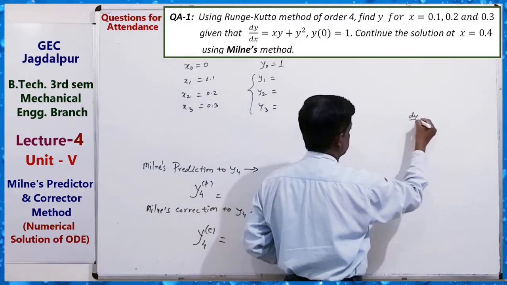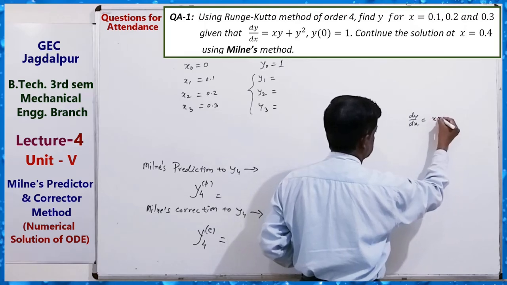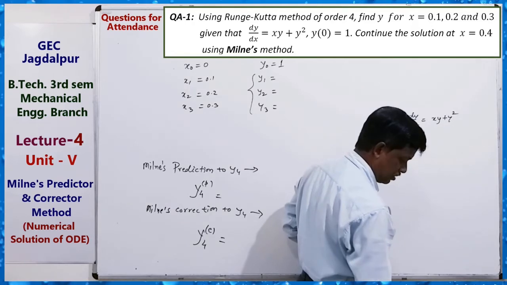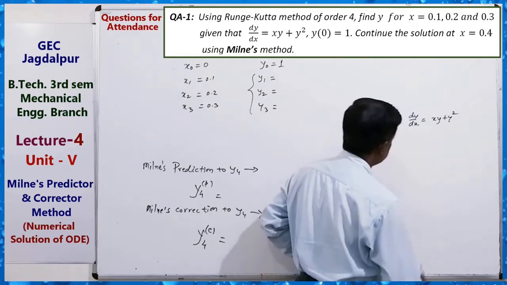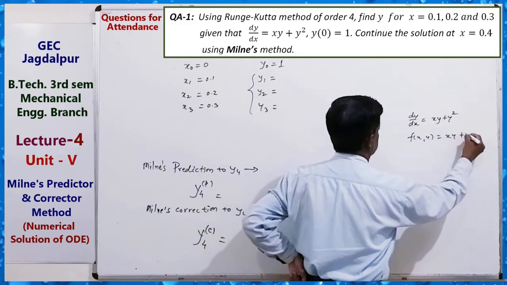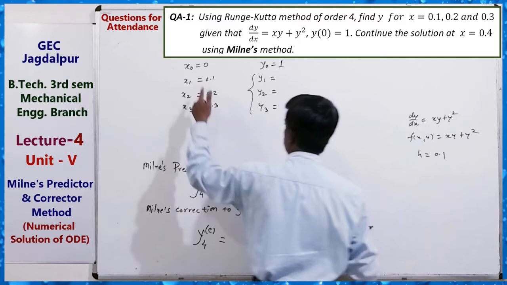dy/dx equals xy plus y square. That is f(x, y) equals xy plus y square. And h equals 0.1, because we need the values at 0.1, 0.2, 0.3.